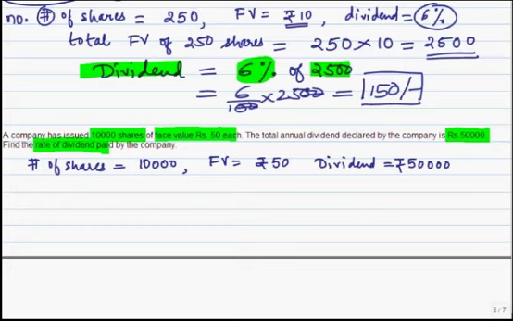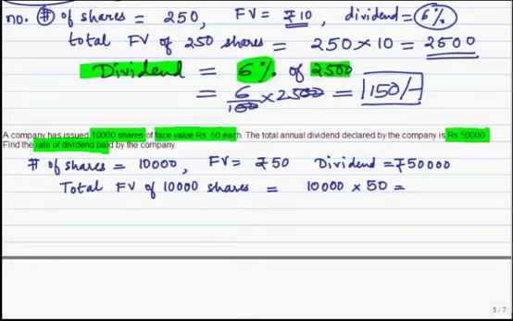First, what will we do? As in the previous case, we will calculate what is the total face value of 10,000 shares. So number of shares, that is 10,000, multiplied by face value of one share, so it is 50. So total is equal to 5 lakhs. This is the total face value. On this, some percentage of dividend was given and that amount was equal to 50,000.